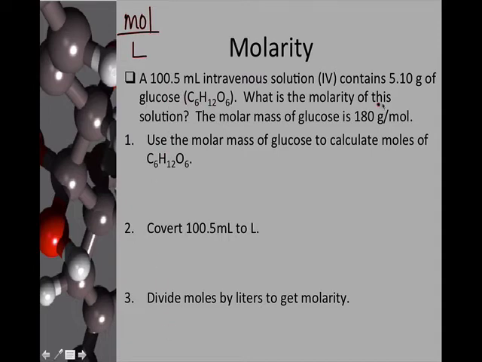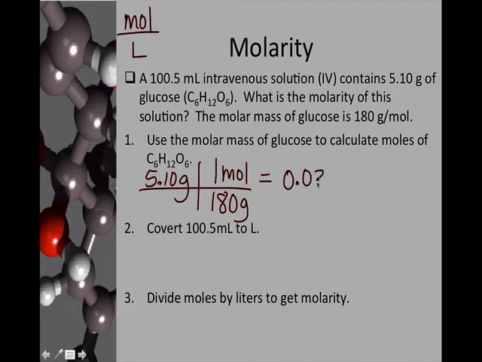So we're going to take our grams, which was 5.10 grams of glucose, and I'm going to use the molar mass to convert to moles. So 180 grams is 1 mole of glucose. And when I take 5.10 and divide by 180, I get 0.0283 moles of glucose. And then I've got to convert my milliliters to liters, so I'm going to bump the decimal 3 places to the left, and I'm going to end up with that number of liters.